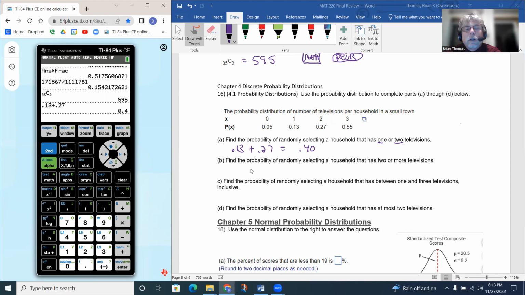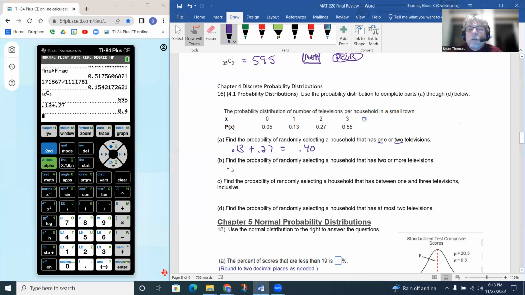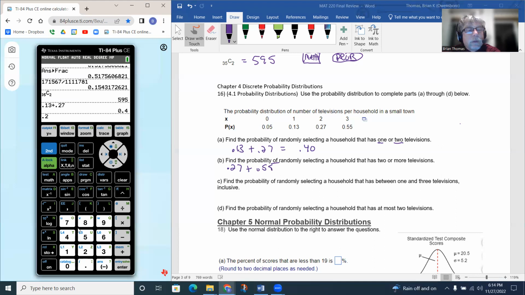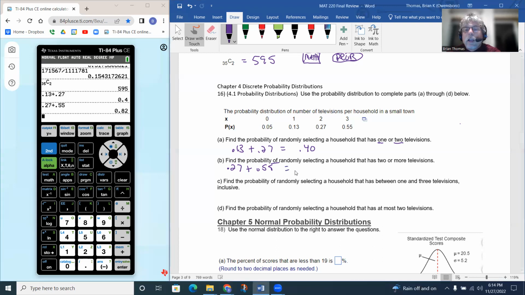Question B says, find the probability of randomly selecting a household that has 2 or more televisions. So 2 or more means the 2 and the 3, since that's all we have here. So we add the 0.27 plus the 0.55. That looks like 0.82. Double checking, 0.27 plus 0.55 does give me 0.82. So 82% have 2 or more televisions.